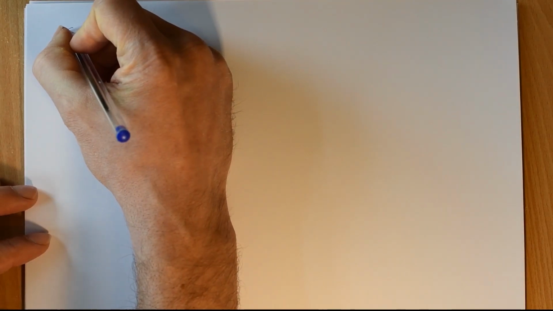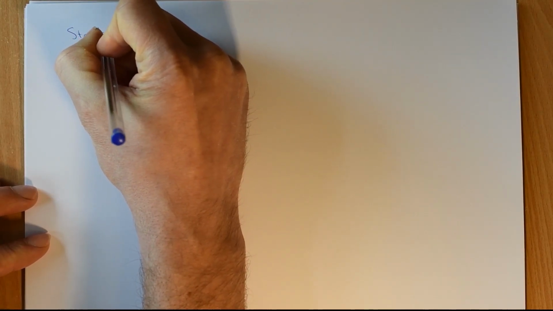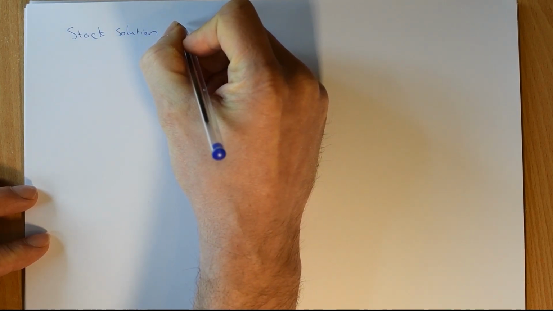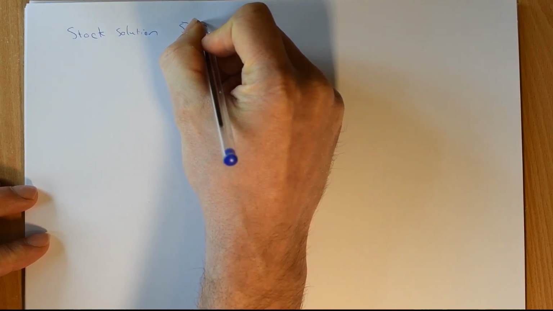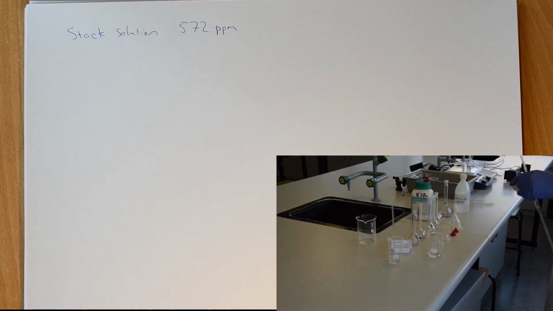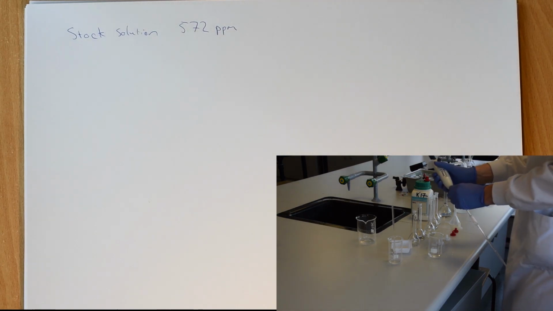So supposing I have a stock solution and it has a concentration of 572 ppm. So 572 parts per million. It can be any value you like, and the units can be any value you like as well.